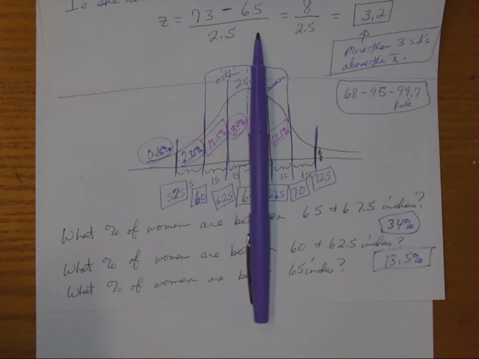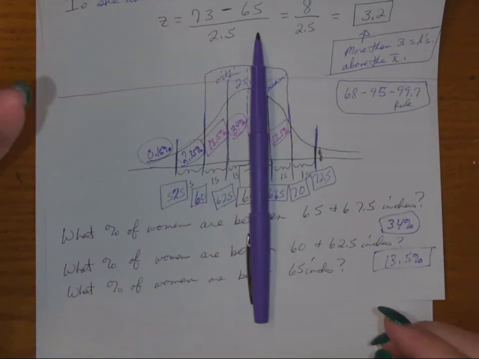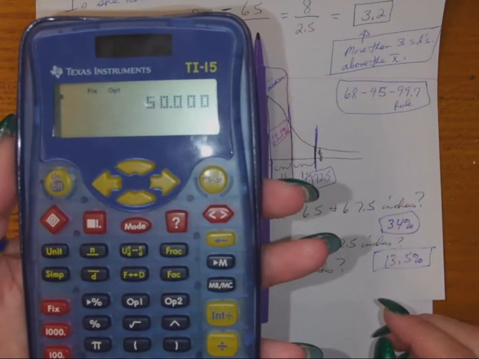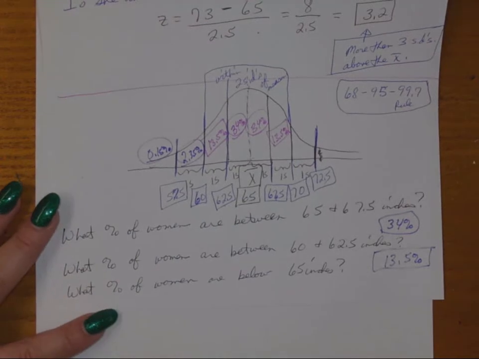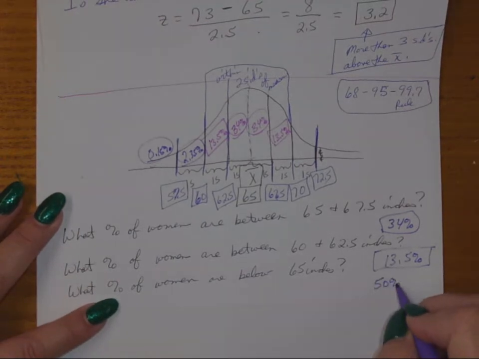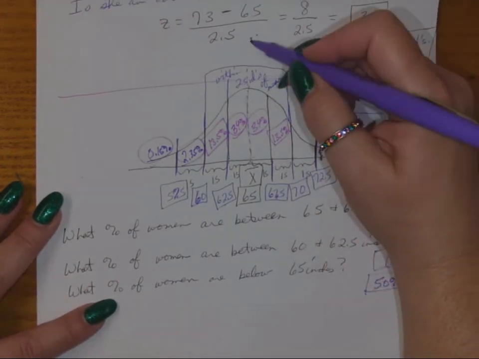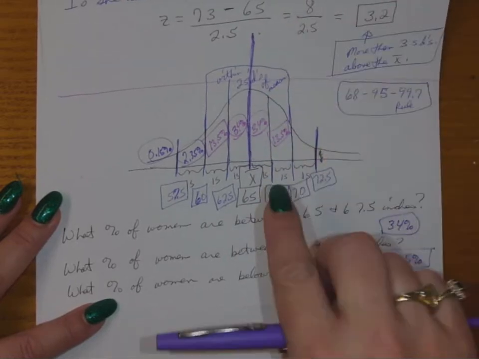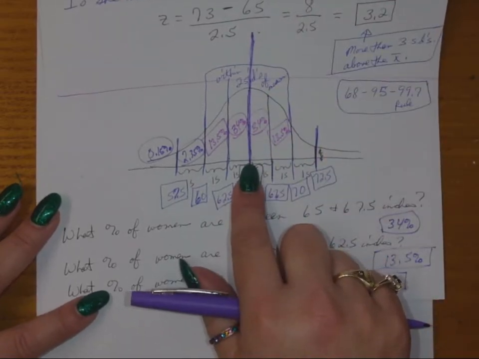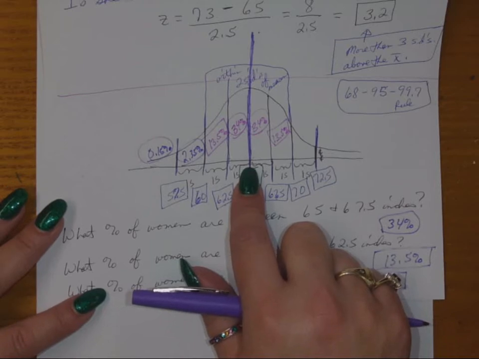34, 13.5, 2.35, 0.15. Yeah, we should know what that number is, and my math confirms it. 50.00. 50%. Why do we know that? Why did I know that before I did it? Below the X bar. This is my line of reflection, right? This is symmetrical. Okay, this is a normal distribution. This is the halfway mark.